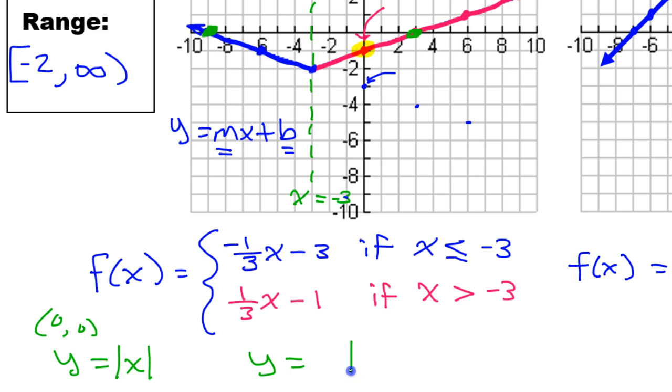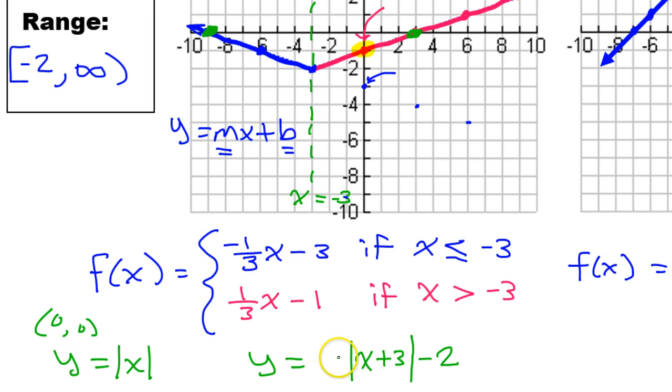So because it is left 3, I need an x plus 3 inside the function. Left-right motion is always the opposite of the way it looks. So x plus 3 would give you left 3. Now, because it's also down 2, I will just put a -2 on the end.